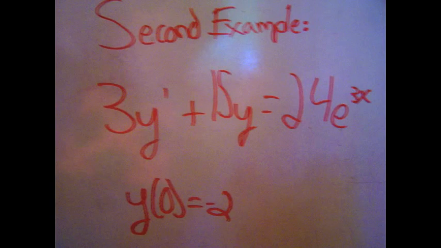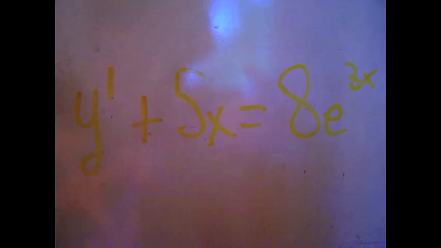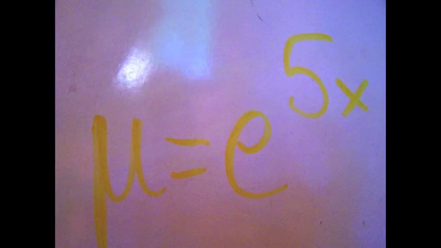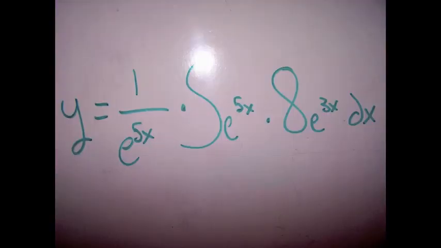For a second example, we will again have an equation with an initial condition. The first thing we do is divide throughout the equation by 3, and we see that mu will be e to the 5x. We then put everything into our y equation.